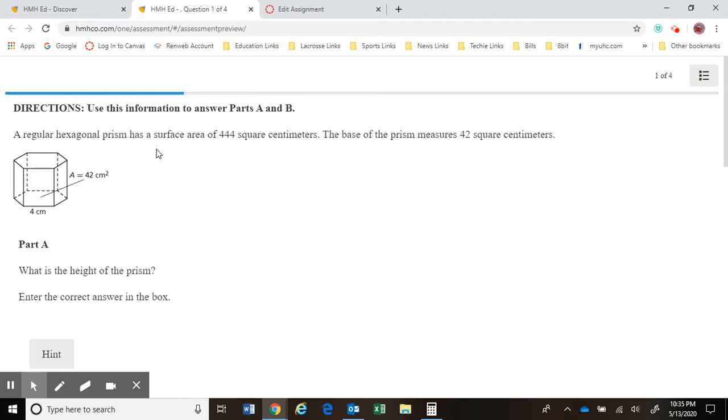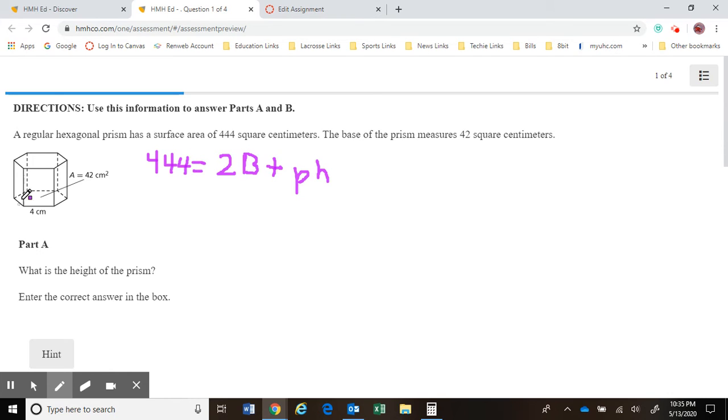Okay, a regular hexagonal prism has a surface area of 444 square centimeters, and the base of the prism is 42. So we want to know what the height is. Okay, so we know the surface area is 2 times the area of the base plus the perimeter of the base multiplied times the height. So this whole thing is 444.